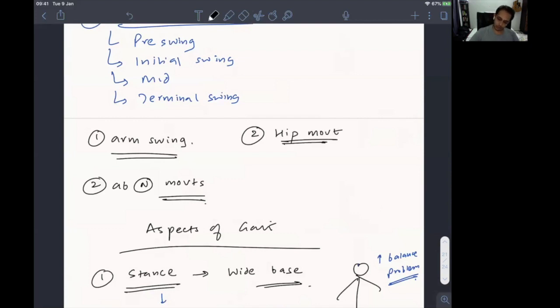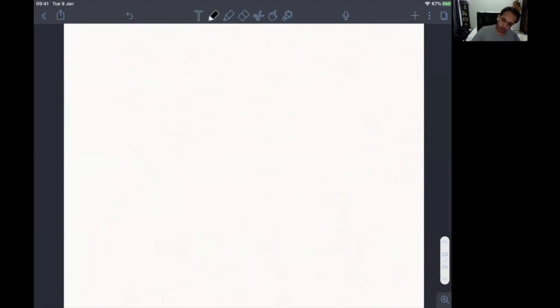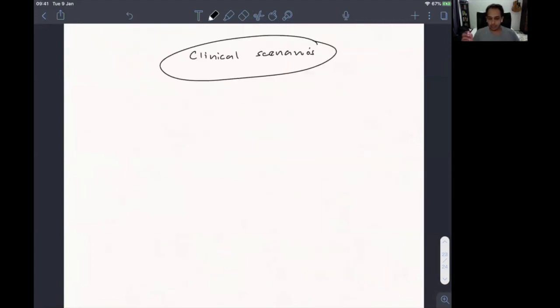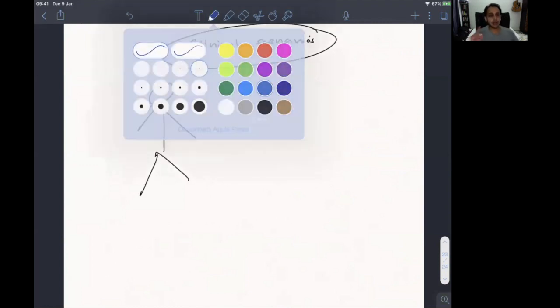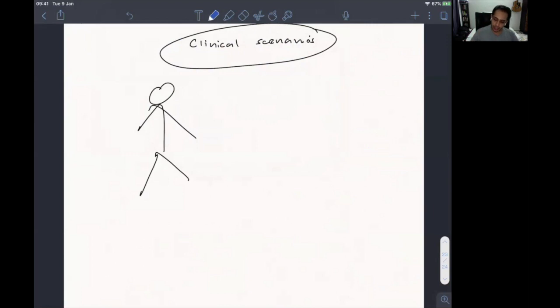Okay, so abnormal arm swing, abnormal movements, and abnormal hip movements. And now we look at clinical scenario. So what all are your requirements for a normal gait?